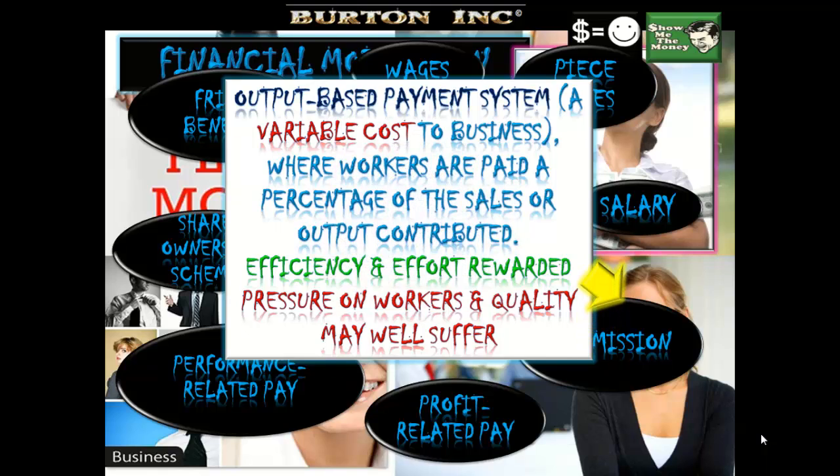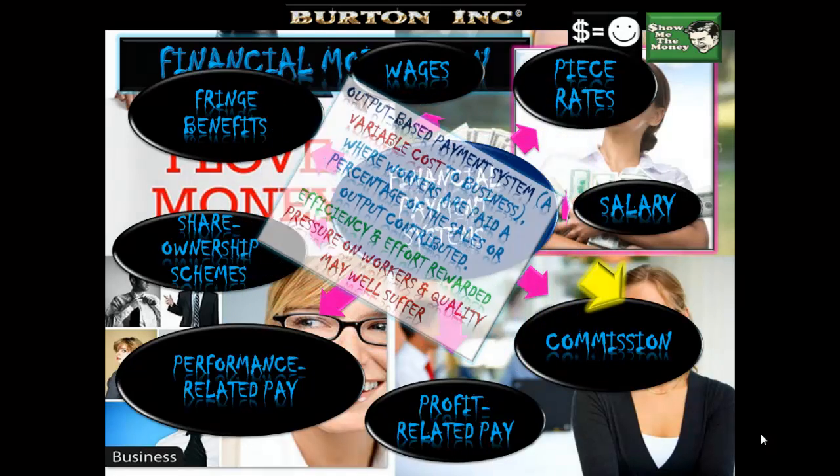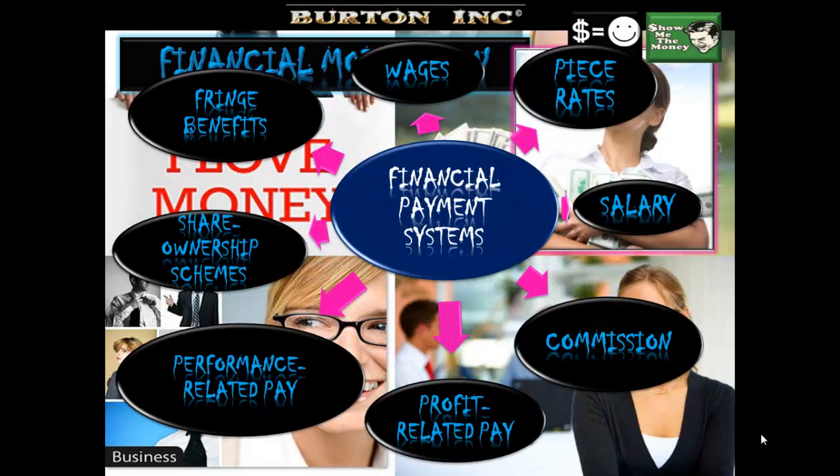Commission is all based on output, an output-based payment system. So it must be a variable cost to business. Workers are paid a percentage of the sales or output contributed. Efficiency and effort's being rewarded, but the pressure on workers and quality could well suffer. So real estate agents are a classic example of commission-based employees. Lots of pressure to sell a house, beat that other person into selling it before you, and quality often suffers as you frantically try to increase output.